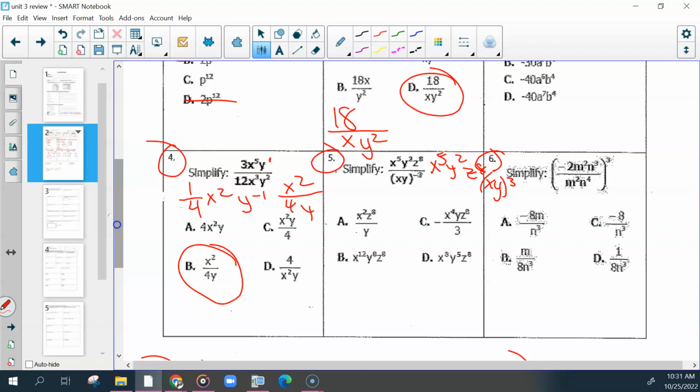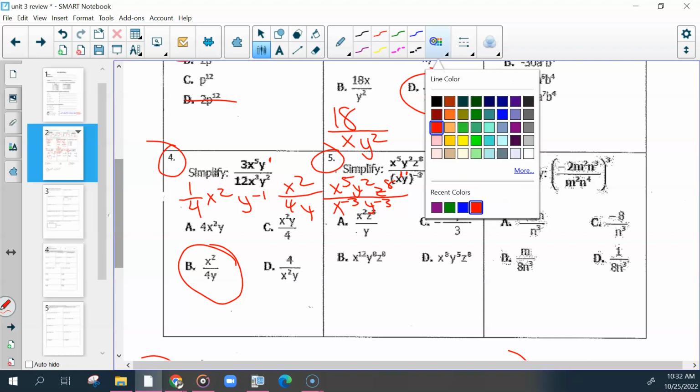Victoria? Simplify how? You could have also multiplied the -3 to both of these exponents. So this was x to the -3, y to the -3. Either way you do this, you're going to get the same answer. So here you would subtract your exponents. Here you would kind of distribute your exponents, but make this all the same.